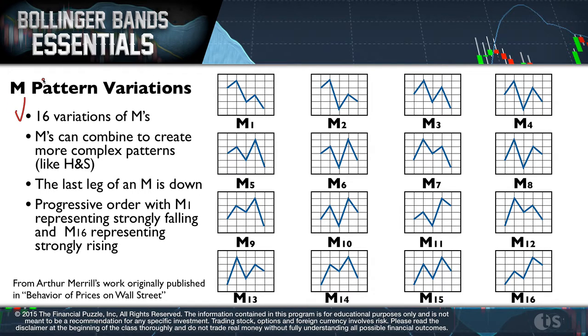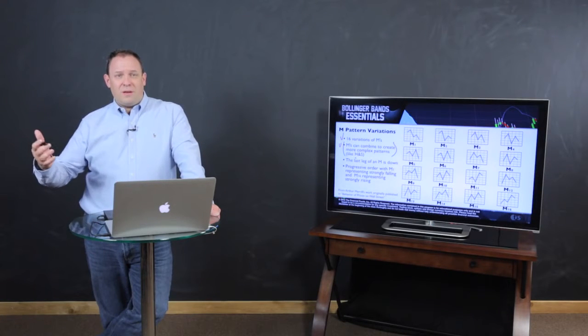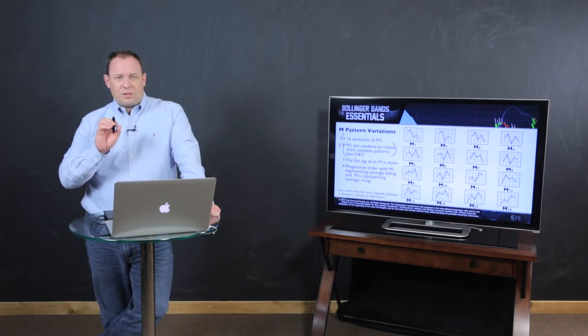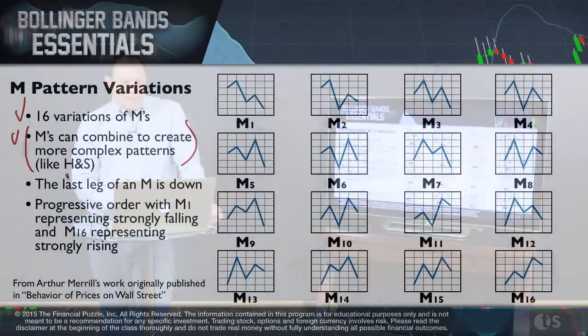First of all, there's 16 variations. The M's can combine. This is what I was trying to say. They're not all just double tops and bottoms. They can combine to create more complex patterns, for example, a head and shoulders. It may combine to create part of a three-wave move of an Elliott cycle. But they're just little moves of 5-point swings that Merrill has identified here.